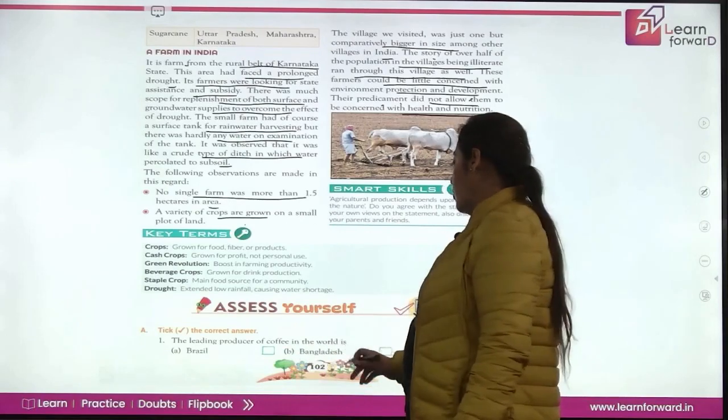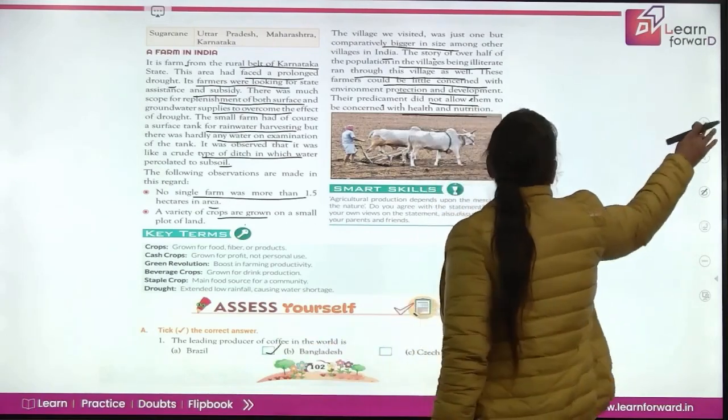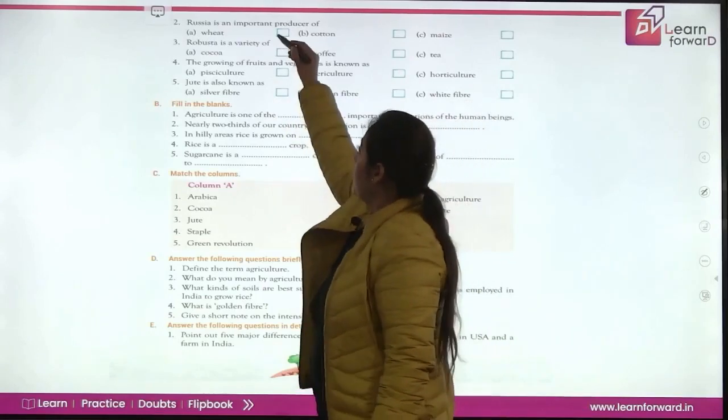The leading producer of coffee in the world is Brazil. If we talk of Russia, it's an important producer of wheat.